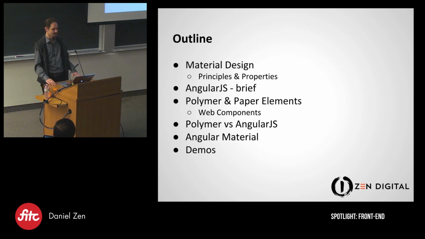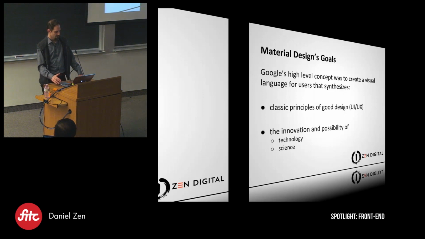I'm going to be discussing Polymer and paper elements because those are the original implementations of material design. And I'm going to touch on web components, which is up-and-coming W3C standards that are hopefully soon to be implemented in the browsers, but are currently available using polyfills. I'm going to talk about the differences between Polymer and AngularJS briefly. And then I'm going to talk about Angular material, and I have some demos to go over.